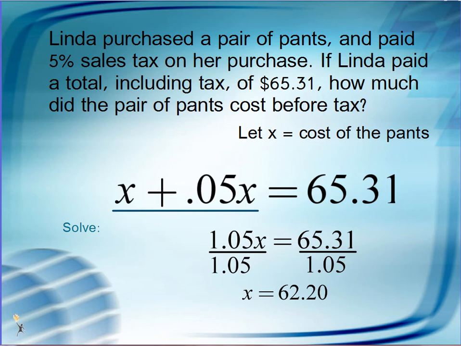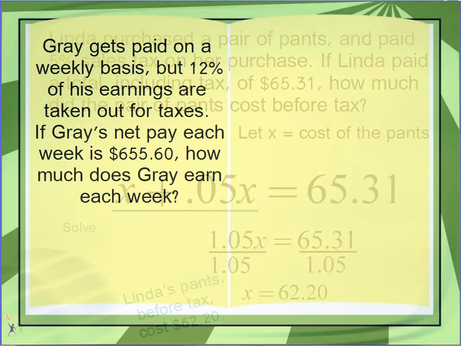We're not quite done with this problem because remember, it's important to explain your solution when your equation comes from a situation. 62.2 means what to Linda? In this case, it means Linda's pants before tax cost $62.20. Let's move on to example 2.